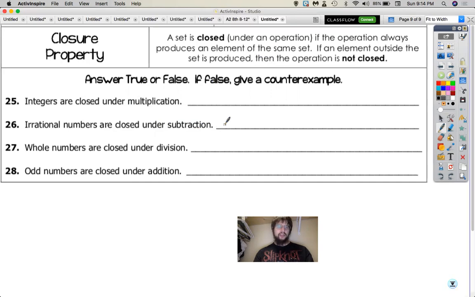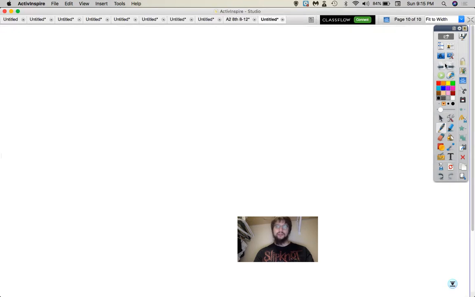Irrationals closed under subtraction, false. Pi minus pi is 0, which is a natural number, which is not an irrational number. So that's a counterexample there. Whole numbers, that's called out as natural. Closed under division, that's definitely false. 1 over 2 is a half. So yeah, that's not. Odd numbers closed under addition, well, let's think about it. 3 plus 3 is 6. The closure: if you get the same type of number out, you're closed. If you don't, you're not closed.